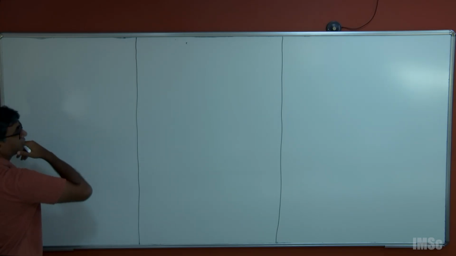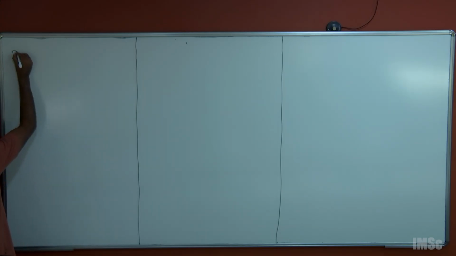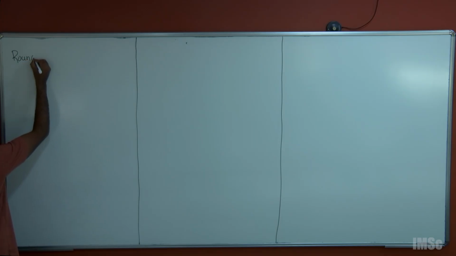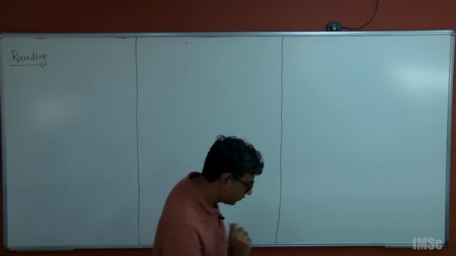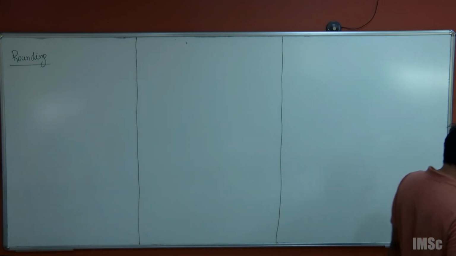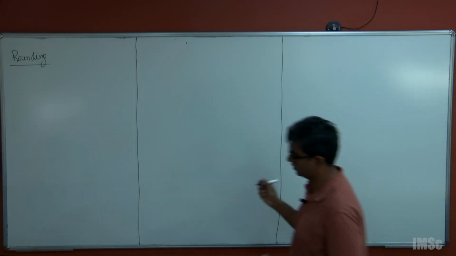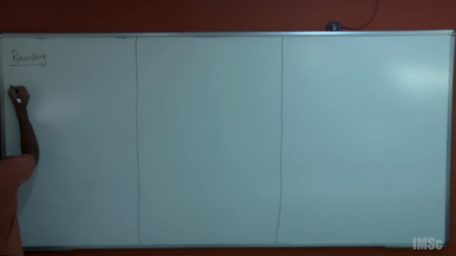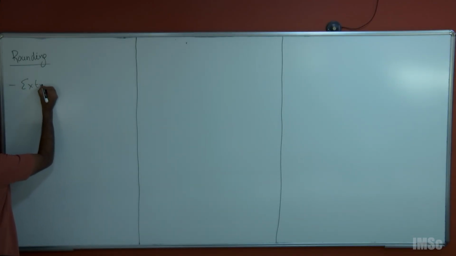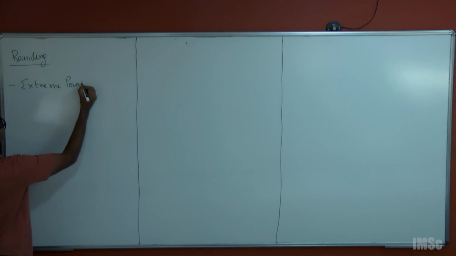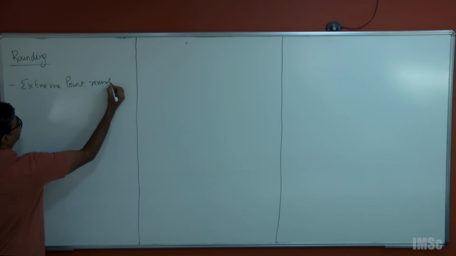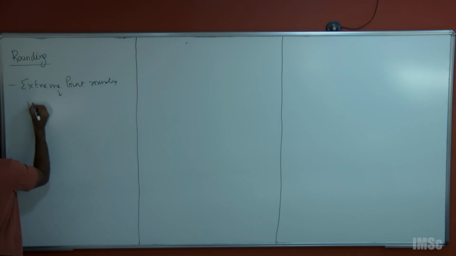So what we have seen up until now, we have started what we call rounding. So what all things have we learned to round? The basic primitive that we started with was extreme point rounding, right? Which led us to what we call iterative rounding.